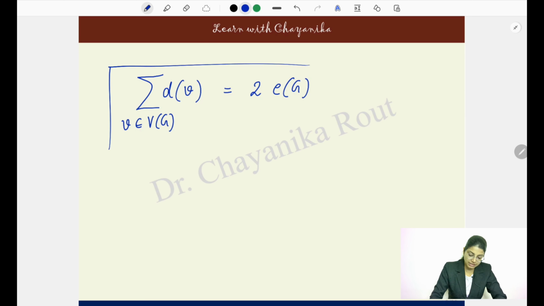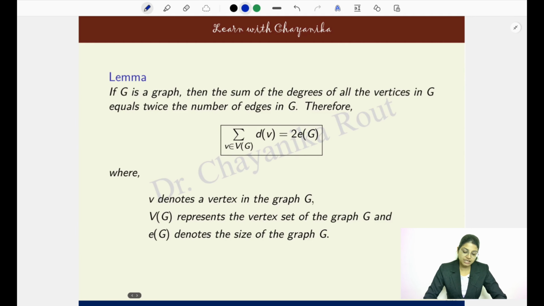This is the degree sum formula, or the handshaking lemma. So let's see the statement. If G is a graph, then the sum of the degrees of all the vertices in G equals twice the number of edges. This is the mathematical expression, where v denotes any vertex in the graph, V(G) indicates the vertex set of the graph, and E(G) indicates the size of the graph.